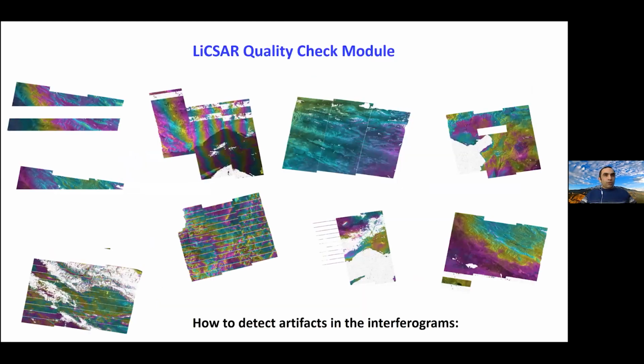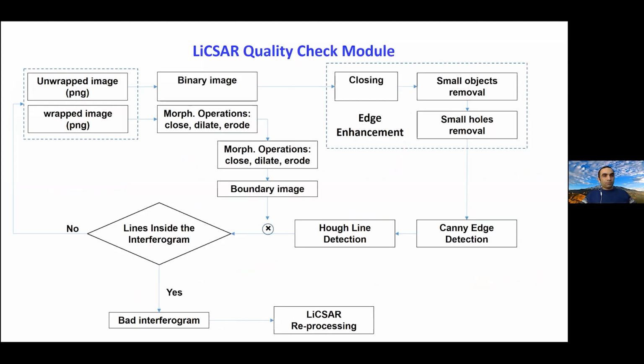The next module in the LiCSAR system is a quality check module. Like any automatic system that provides services to the end users, we developed a quality check module to make sure that the interferograms are correctly generated. So you can see some examples of the bad interferograms here. We developed a two-step quality check module to identify these bad interferograms. In the first step, which is mainly based on morphological image processing techniques for the identification of these artifacts, we use a Canny edge detection plus some line detection algorithm, followed by some morphological operations to identify those bad interferograms.